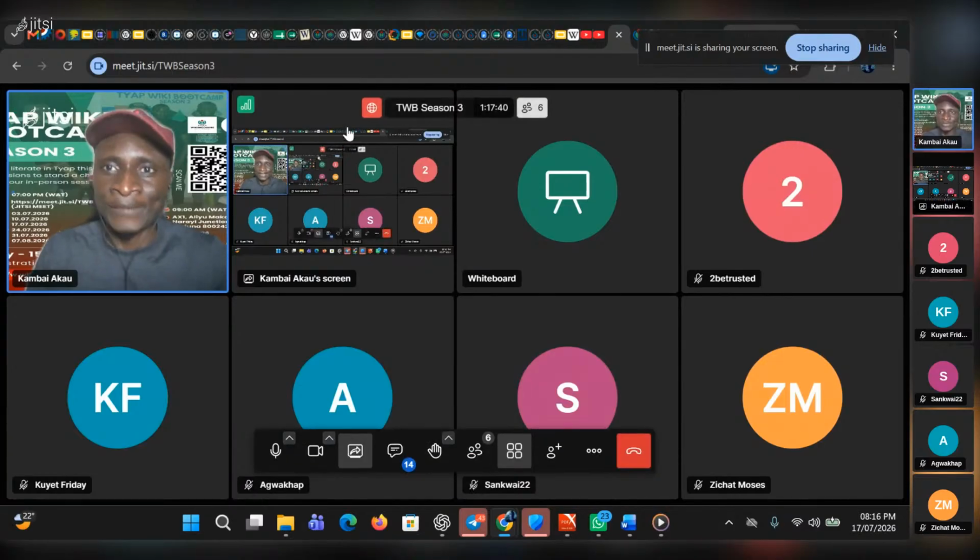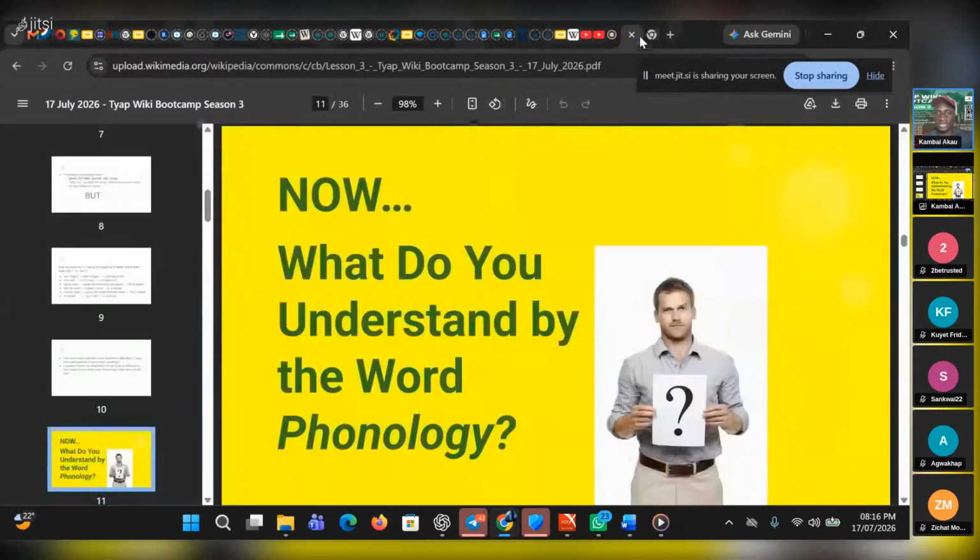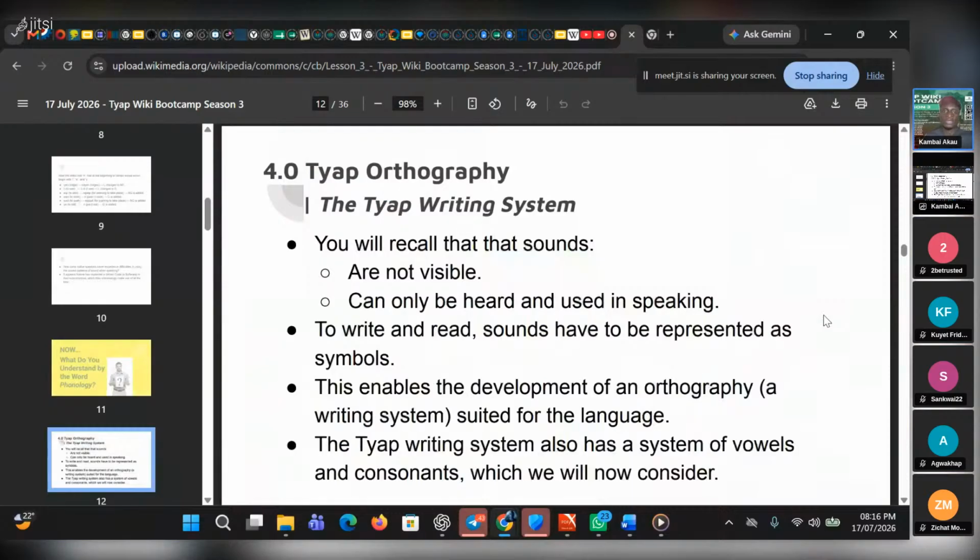Well, that's that. So thank you for saving Sampa, even though he was trying to speak, but then maybe his network or something. So we are done with phonology as we understand it, and then we have another one again. This is the Tyap orthography. Now, what is the orthography? The orthography is the writing system of a language.